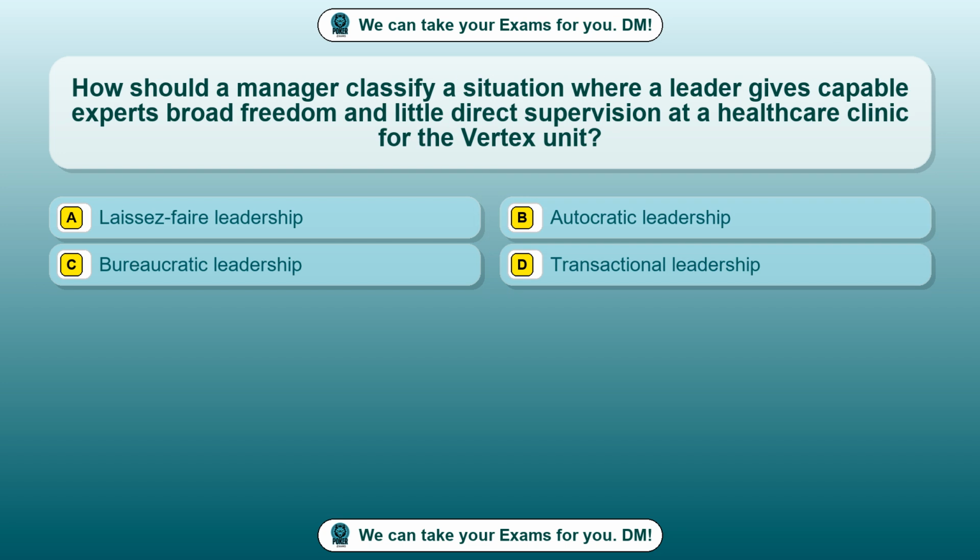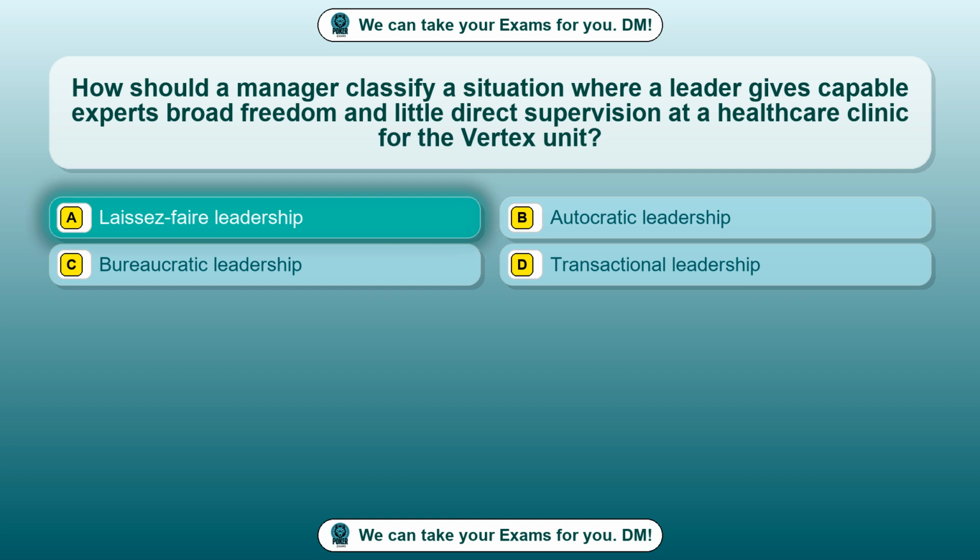Question 77. How should a manager classify a situation where a leader gives capable experts broad freedom and little direct supervision at a healthcare clinic for the Vertex unit? Option A, laissez-faire leadership. Option B, autocratic leadership. Option C, bureaucratic leadership. Option D, transactional leadership. The correct answer is option A, laissez-faire leadership.